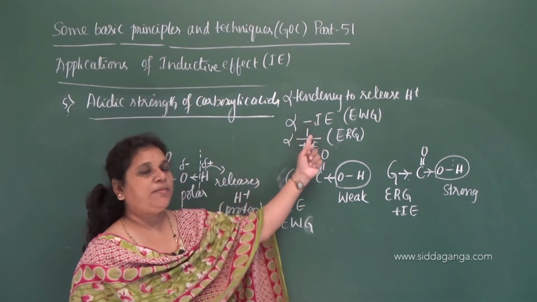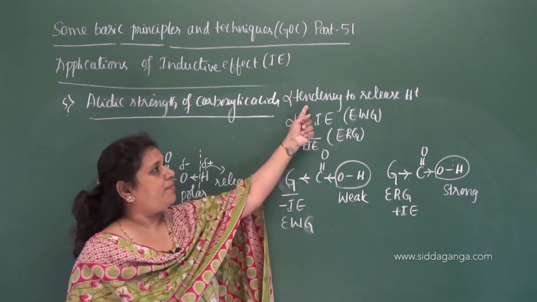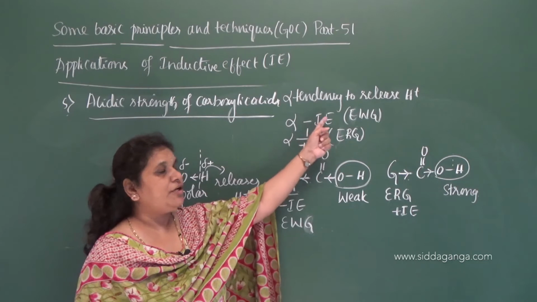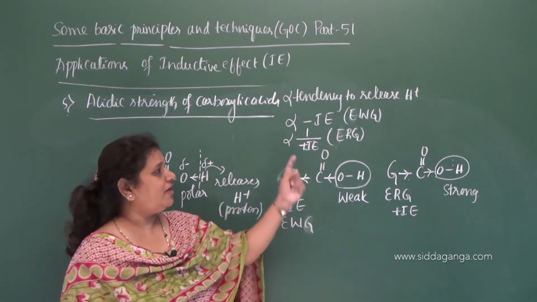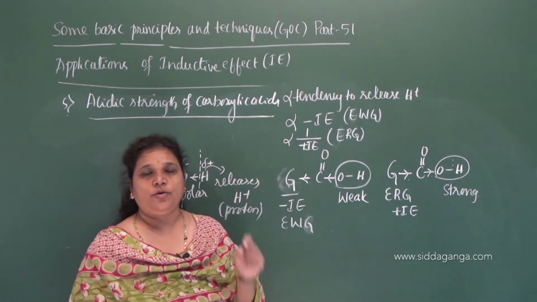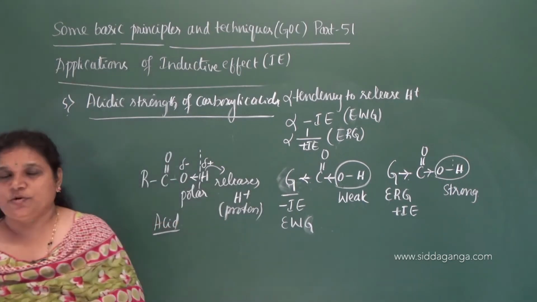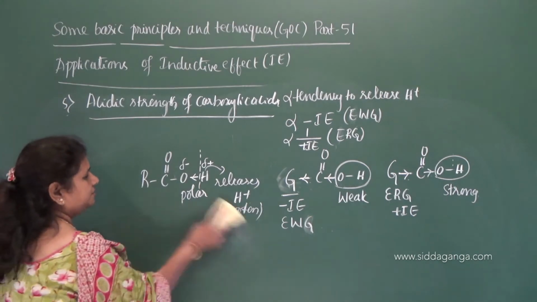So you have to remember these 3 points: directly proportional to tendency to release proton, directly proportional to group with minus I effect, but inversely proportional to positive inductive effect. Clear? Now let us move on to the examples here.